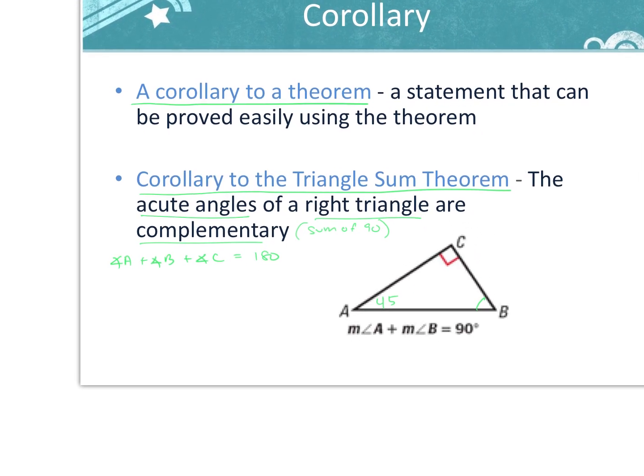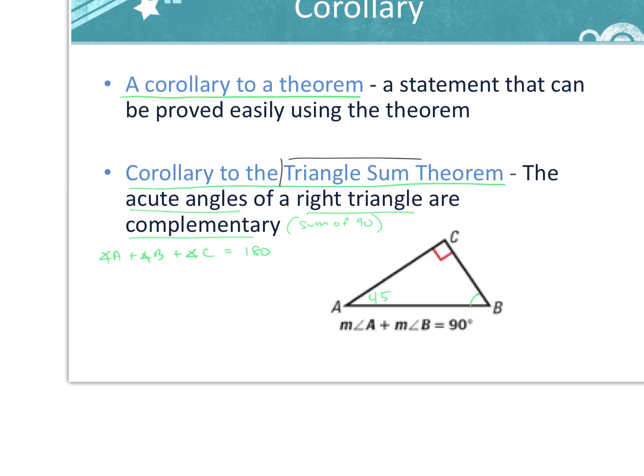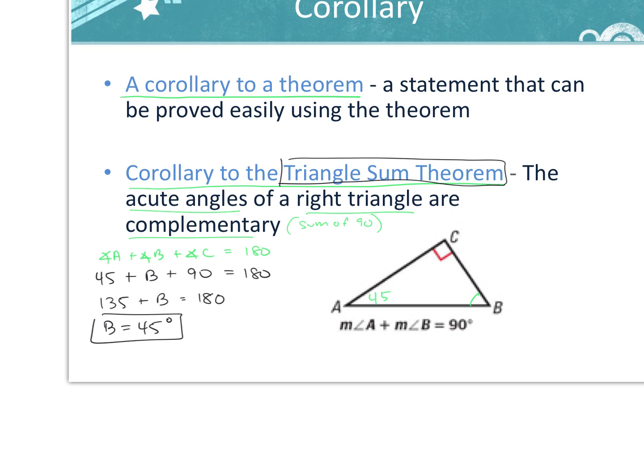If I solved this using just the original triangle sum theorem, I would say angle A is 45, angle B is unknown, angle C is 90, and it all equals 180. I would combine my like terms on the left and solve for B, which would be 45 degrees. That would be my answer, and I don't even need to use the corollary.